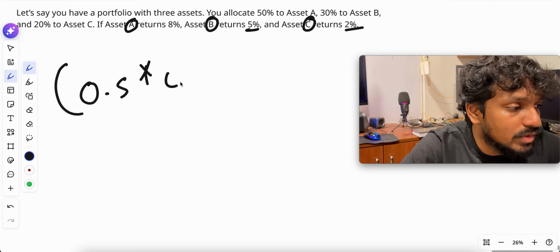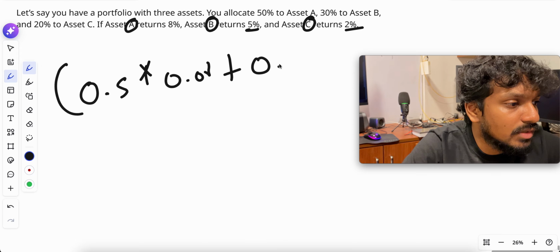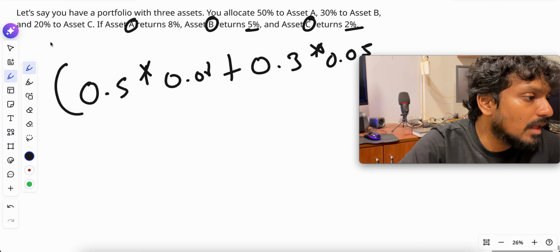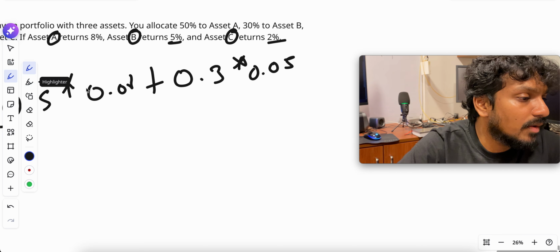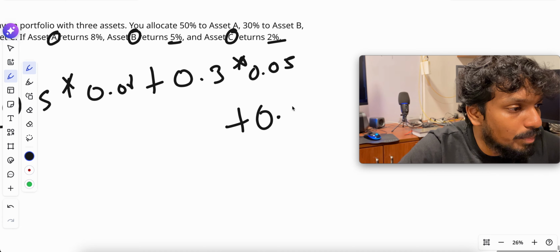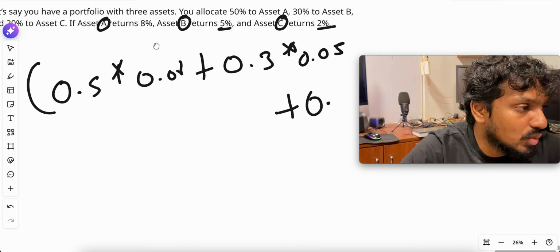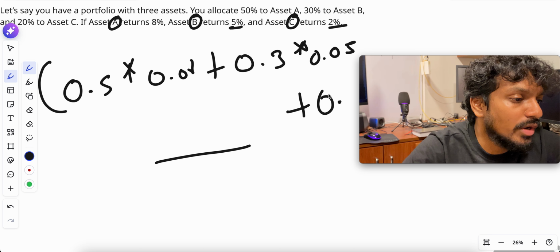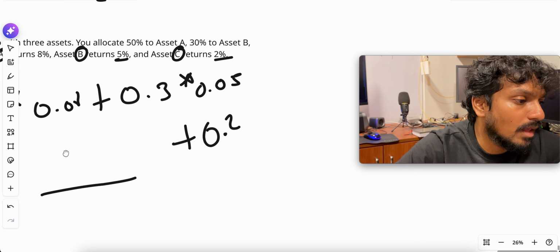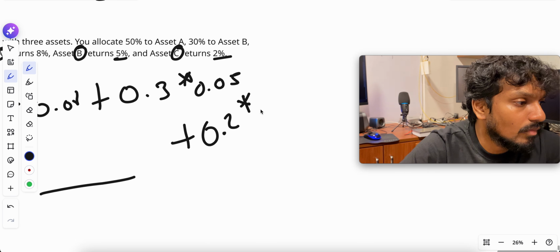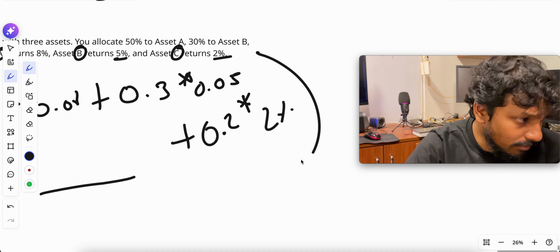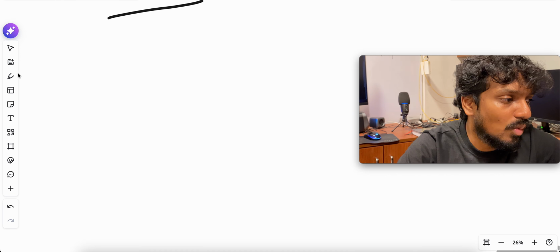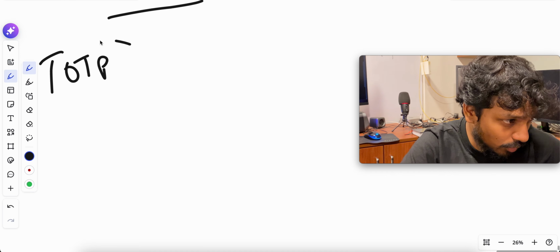0.5 into 0.08 plus 0.3 into 0.05. Let me drag this. Plus, we have nearly 20% of asset allocation here, so 0.2 into 2%, that is 0.02. Okay, so now I need to find out what is the total return I got for my portfolio.